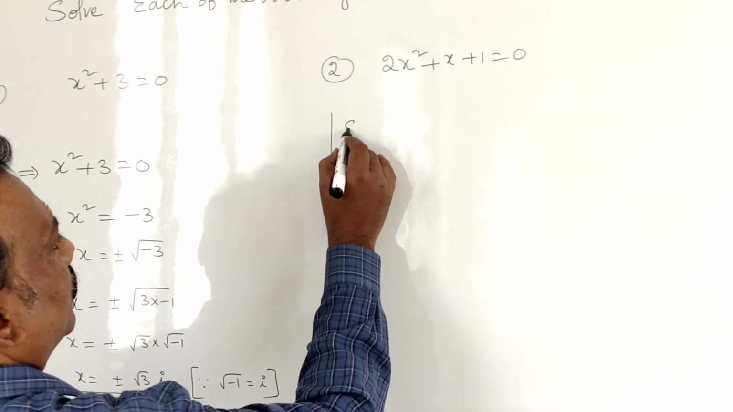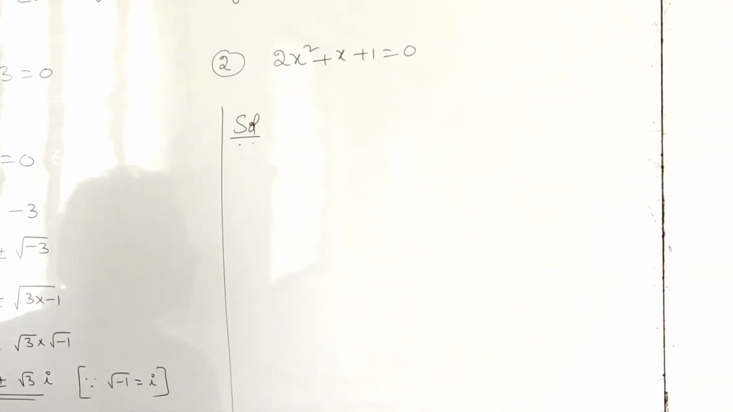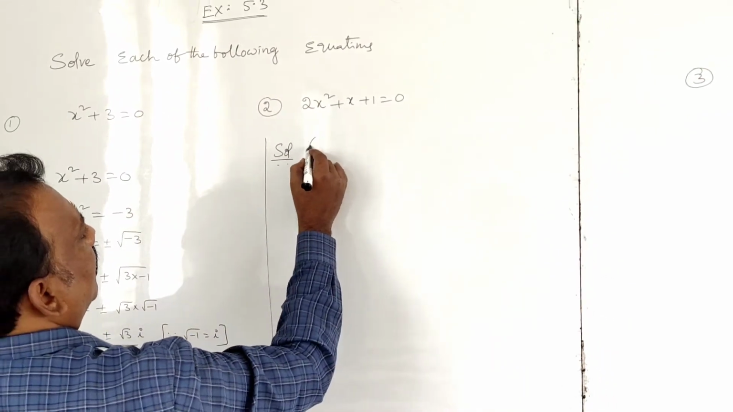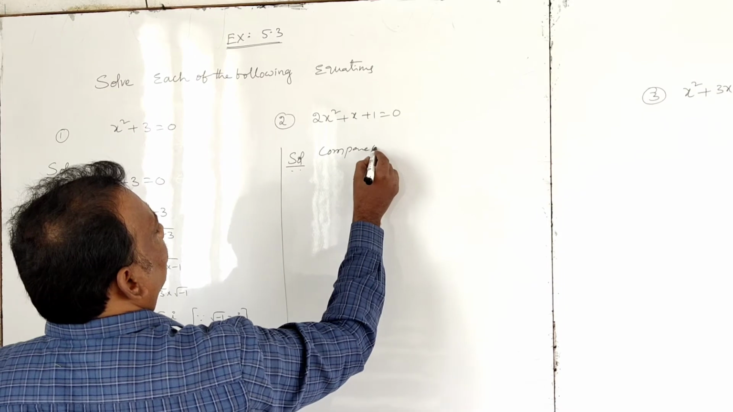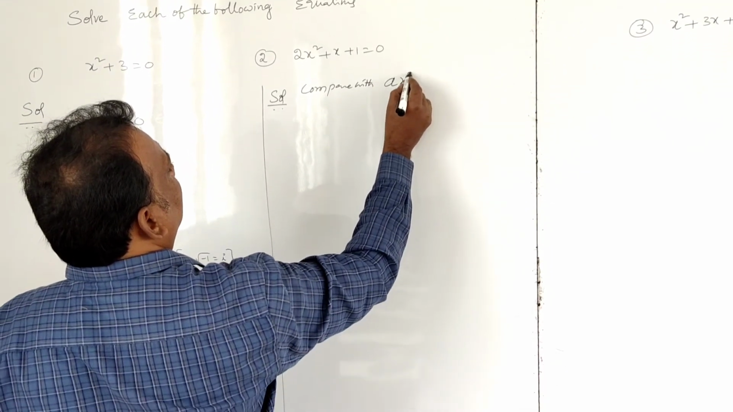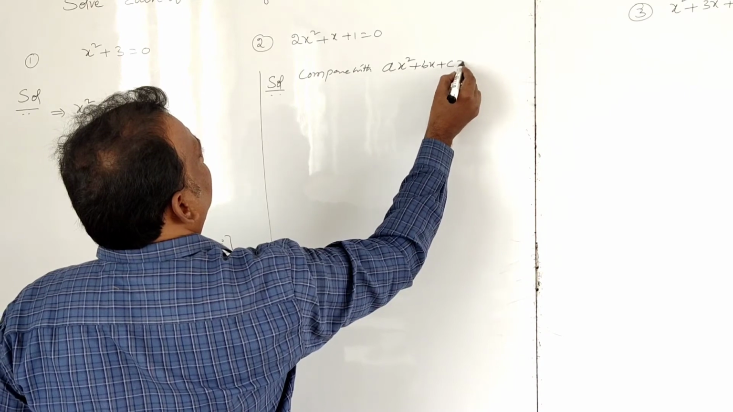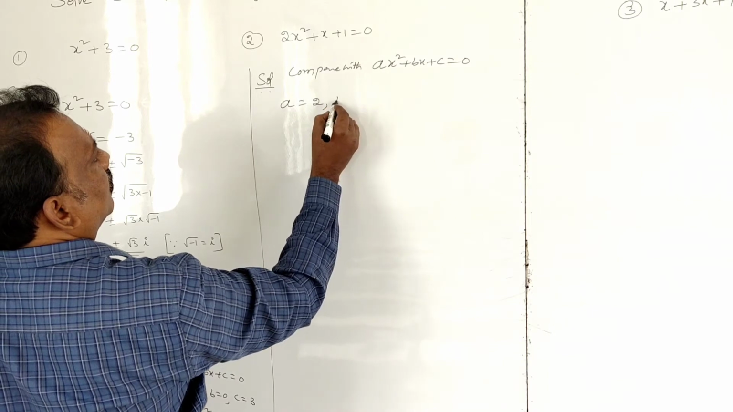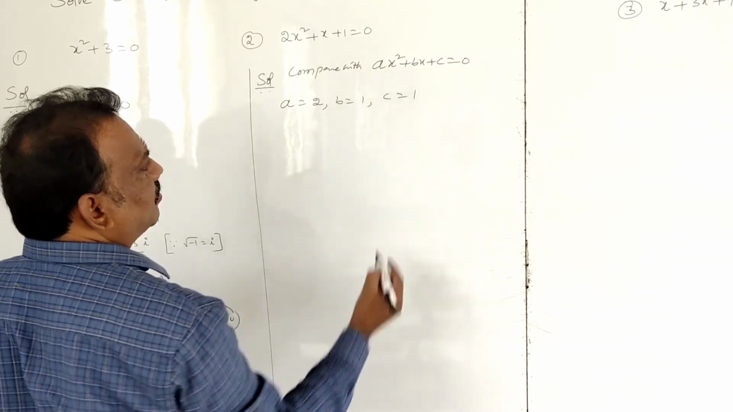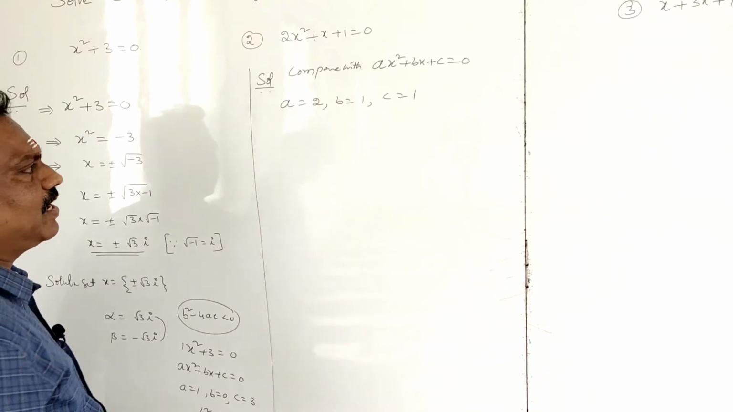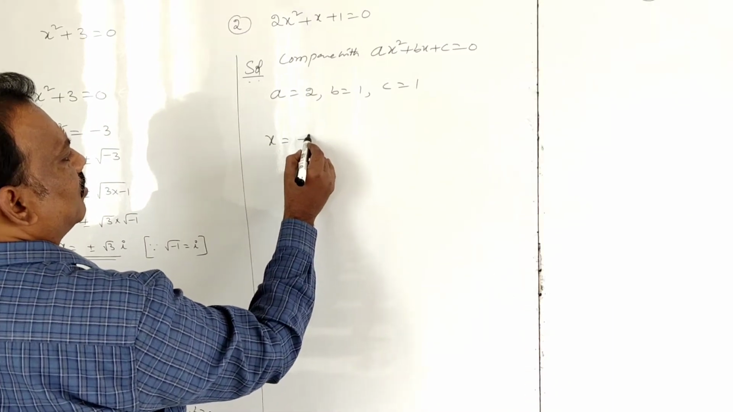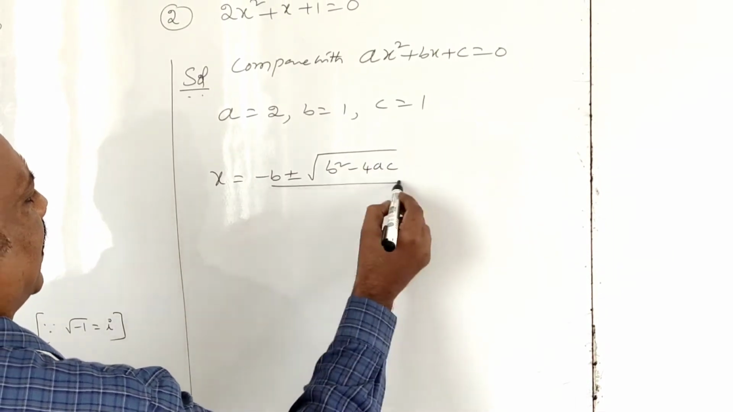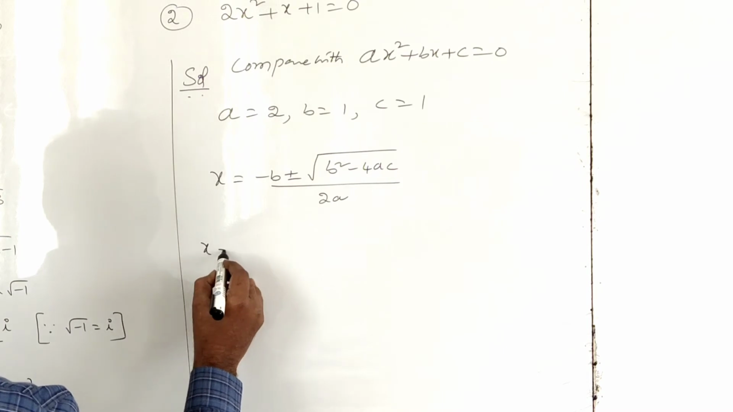Now we will solve one more equation. This is given: 2x square plus x plus 1 is equal to 0. So we have to calculate the x value. Compare it with the quadratic equation. What is the general form of the quadratic equation? ax square plus bx plus c is equal to 0. Comparing, a is equal to 2, b is equal to 1 and c is equal to 1. You know the formula for the quadratic equation. What is the formula? x is equal to minus b plus or minus square root of b square minus 4ac upon 2a.